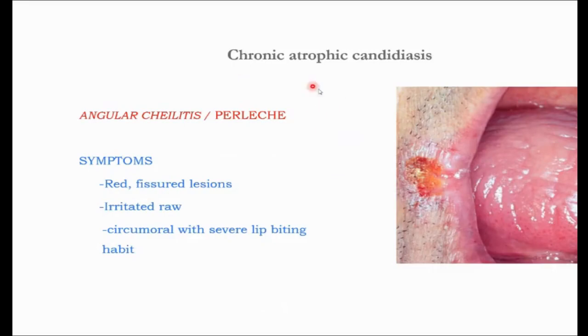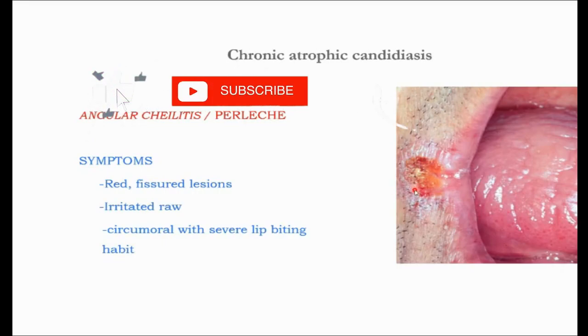The other type of chronic candidiasis is chronic atrophic candidiasis. The other name for it is angular cheilitis because it is seen at the angle of the mouth. That's why. And perleche, this is a very common name which is used as well. So like I said, there are no two ways about it. You just have to memorize all the synonyms. So for chronic atrophic candidiasis, it's angular cheilitis and perleche. And the symptoms are a red fissured lesion, as you can see here. Okay, and it is constantly red because it is irritated and raw.